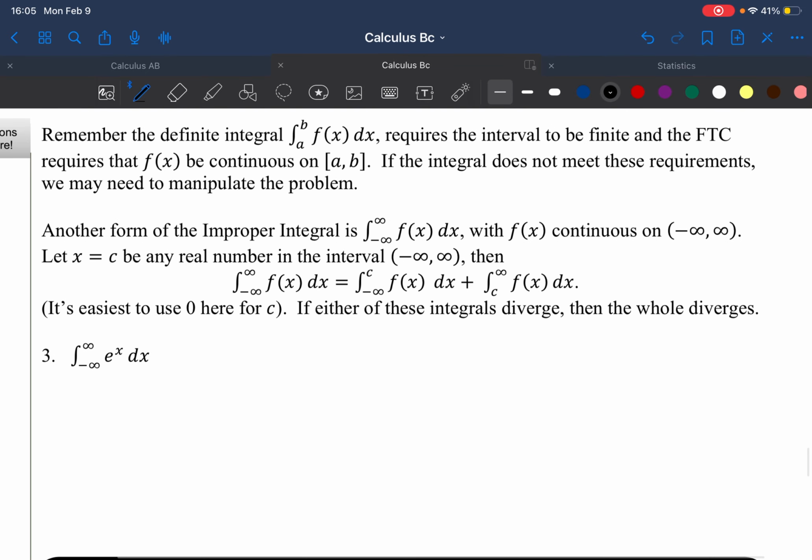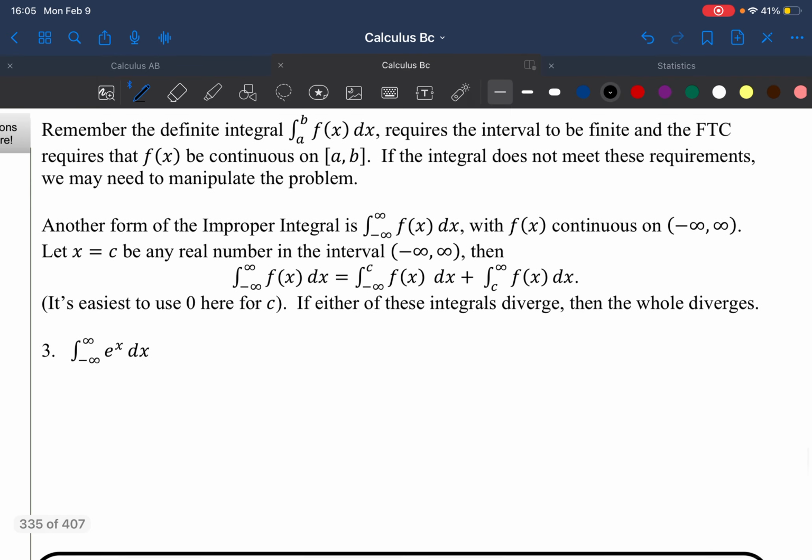Okay, it says, remember the definite integral from a to b of f of x dx requires the interval to be finite, and the fundamental theorem of calculus requires that f of x be continuous on that closed interval [a, b]. If the integral does not meet these requirements, we may have to manipulate the problem.